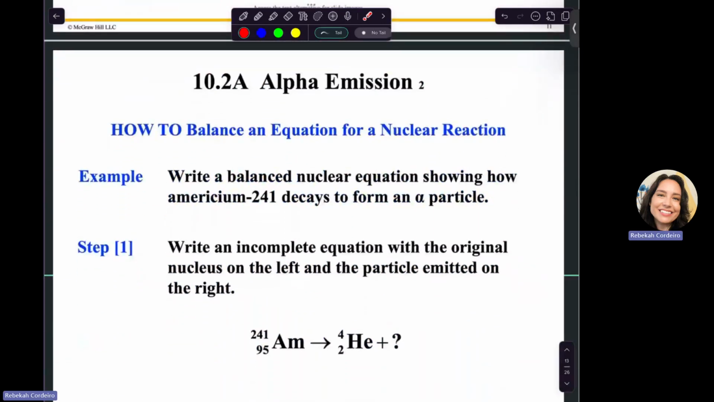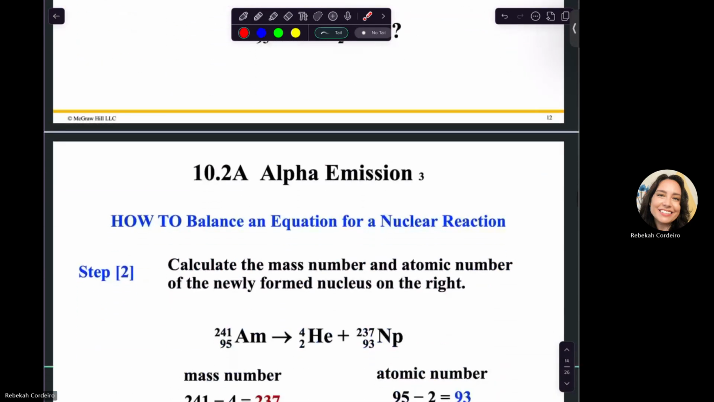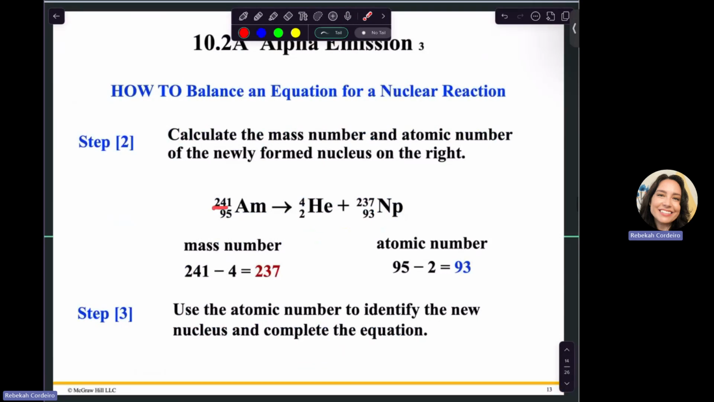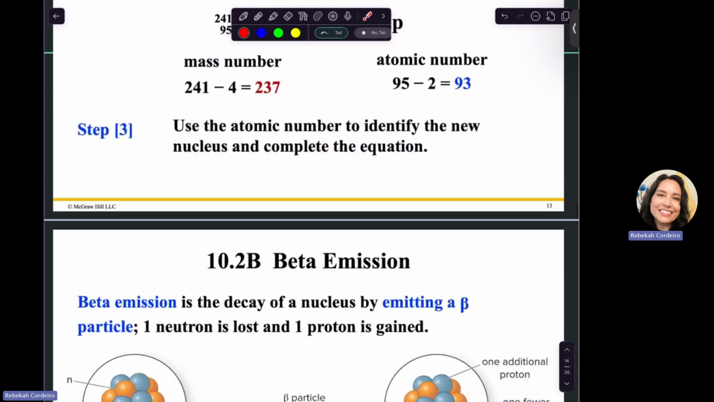So why don't you try this one? What would be the answer here if we had americium-241 giving off an alpha particle or emitting an alpha particle? So pause it and see if you can try. So here we say 241 is equal to 4 plus what? And the answer is 237. The bottom would be 95 equals 2 plus what? And it would be 93. We look at atomic number 93 on the periodic table, find that's neptunium, Np. That's my answer. Don't let it be more complicated than it needs to be.